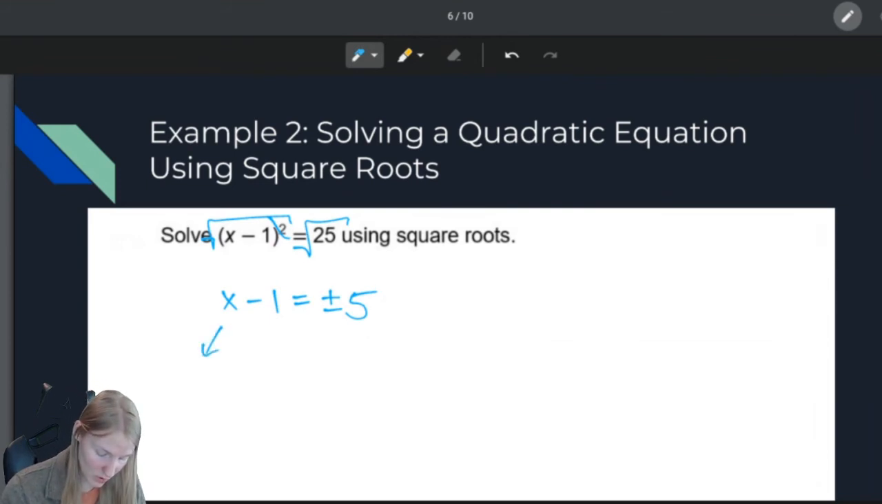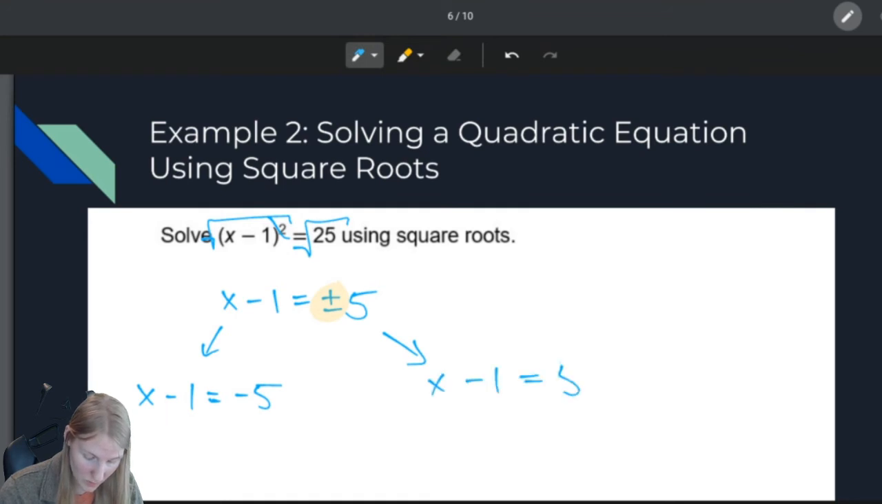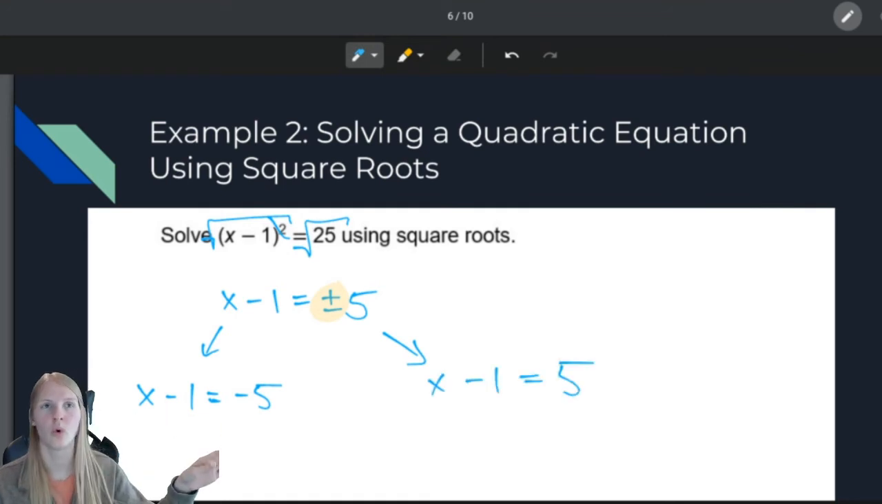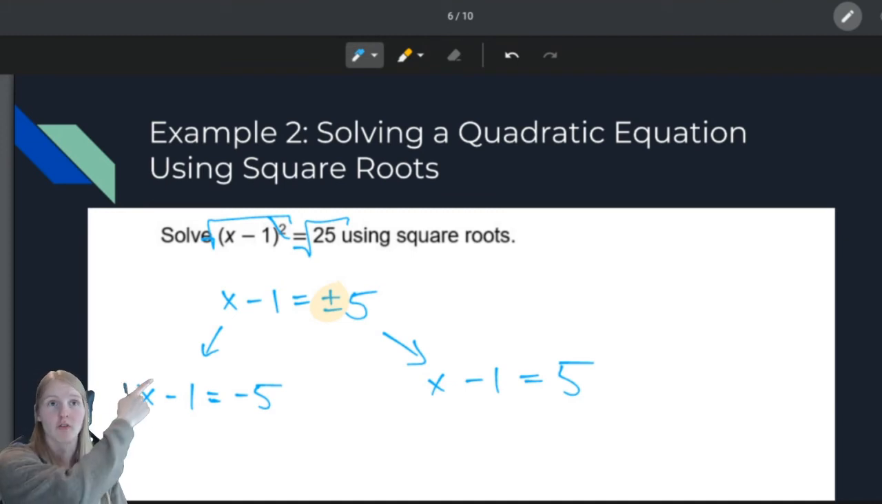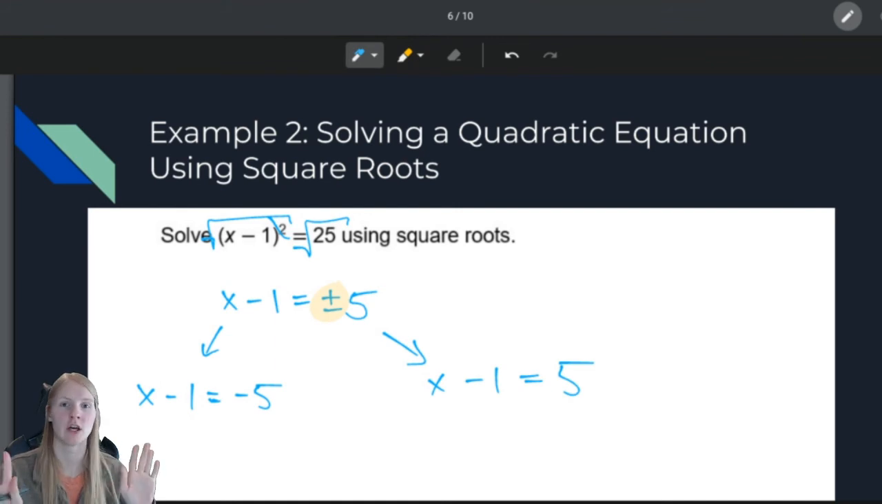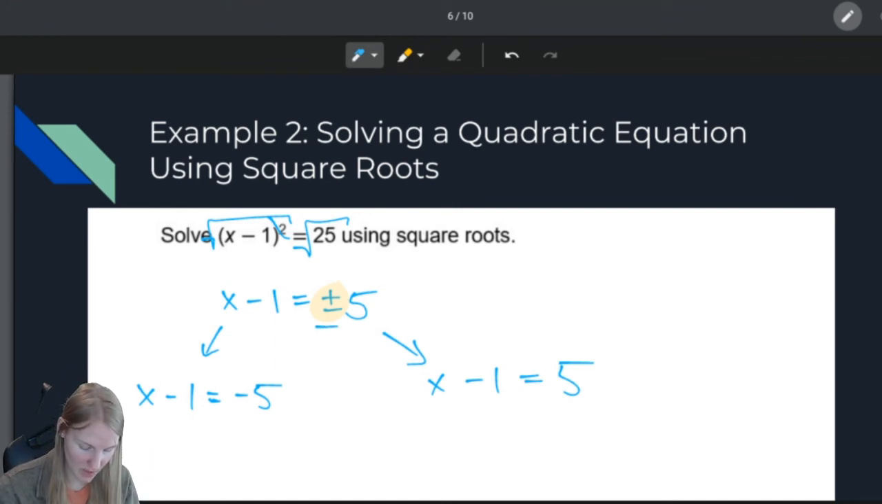So, what we're going to do is anytime you have this plus or negative right here, you're going to split it into 2 different equations. So we have x minus 1 equals -5, and x minus 1 equals +5. Whew! Now I know how to do that. I can solve that. Up there, plus or minus 5, don't know how to solve that. So when you see this, split it up into 2 different equations.